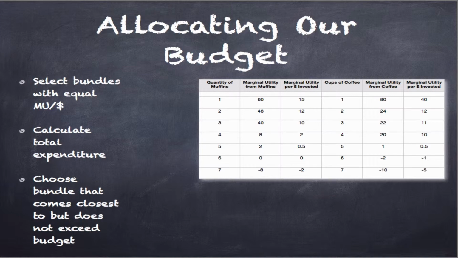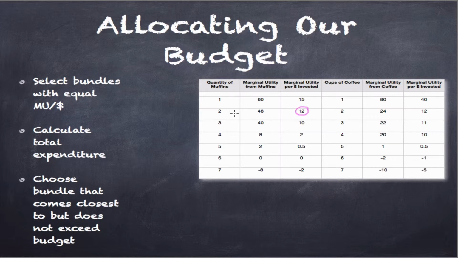So what we want to do first is identify those bundles, and then go through and figure out how much each of those bundles that satisfy the law of equal marginal utility per dollar are going to cost, because the second constraint we have to meet is whether or not we have enough money in our budget to buy the combination of goods. If we do that, we're going to go through our table and analyze marginal utility per dollar invested for muffins and marginal utility per dollar invested in coffee, and look for things like this.